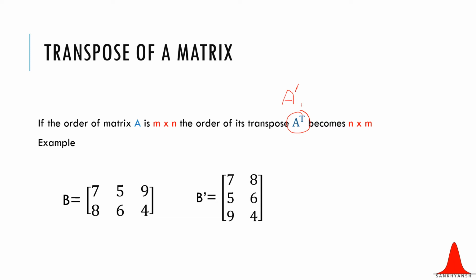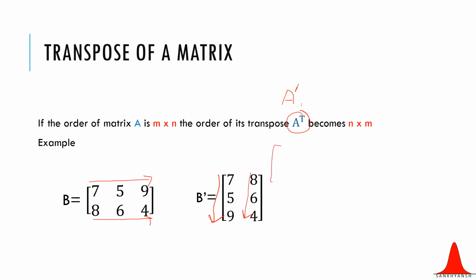So how do we make a transpose of a matrix? The row becomes column. So you see the first row has become the first column of the transpose matrix, and the second row has become the second column. So when the rows become columns, the resultant matrix is the transpose matrix.